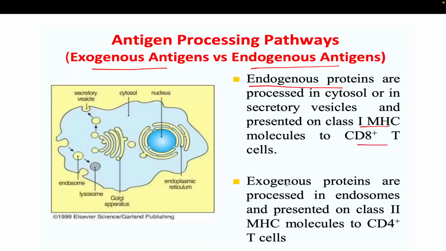Whereas exogenous proteins are processed in endosomes, and exogenous means which comes from the outside. Means the processing itself happens in the outside. And it is presented by the class 2 MHC molecule to the CD4 T cell.